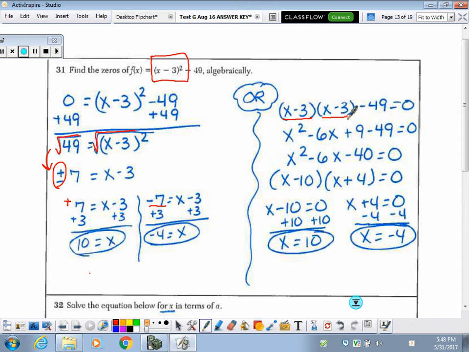A lot of you want to say, oh, this is x squared minus 9 or x squared plus 9, when in fact it's not. Look what it really is. It's x squared minus 6x plus 9. So be very careful. This is not correct and often done. Okay, there's no shortcut here. You have to write the binomial out twice. Use the distributive property to end up with this resulting trinomial. Then minus 49, combine like terms.